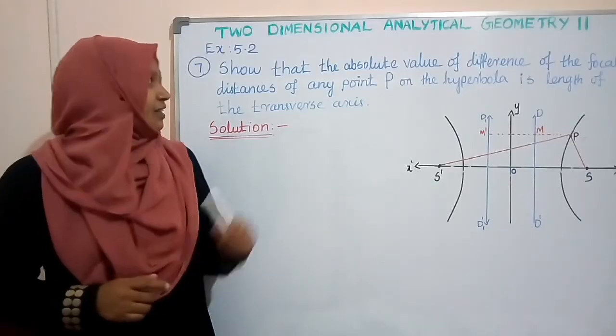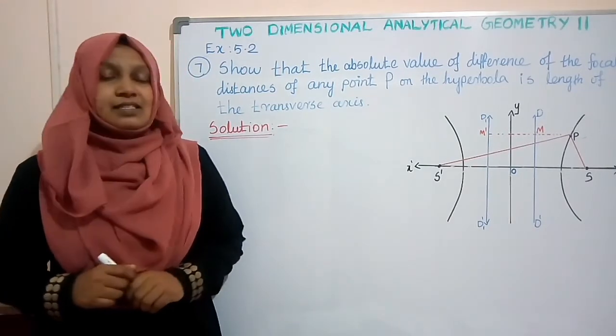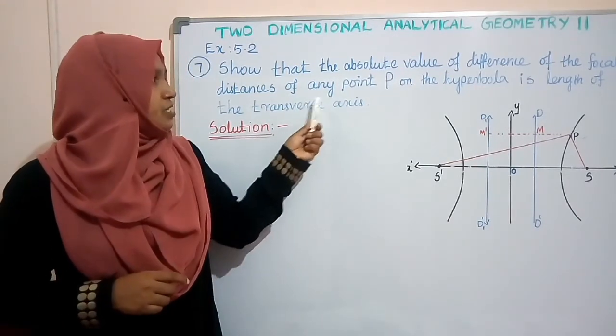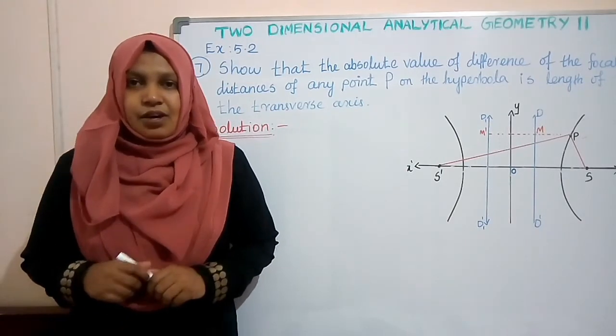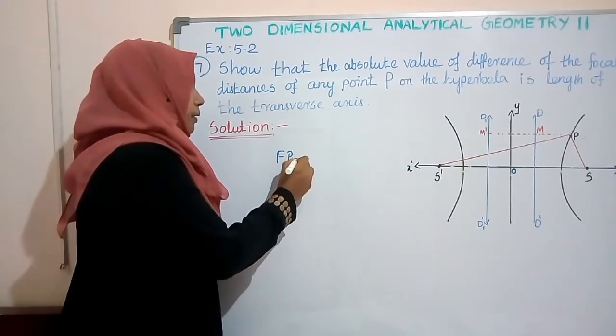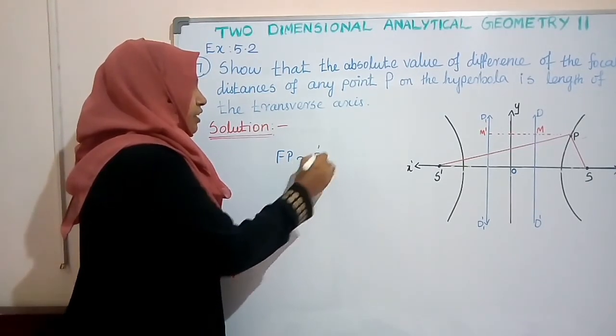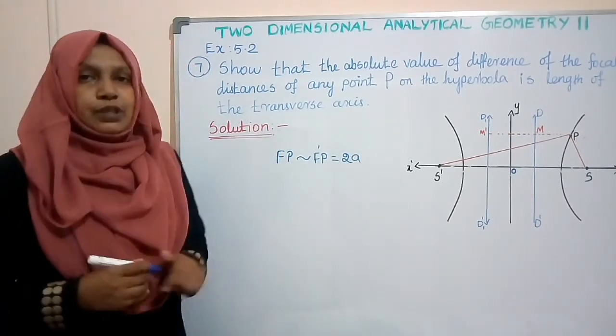Question number 7. Show that the absolute value of difference of the focal distances of any point on the hyperbola is the length of the transverse axis. Already you know this property. It is FP and F dash P. The difference between these two lengths is always equal to 2a.